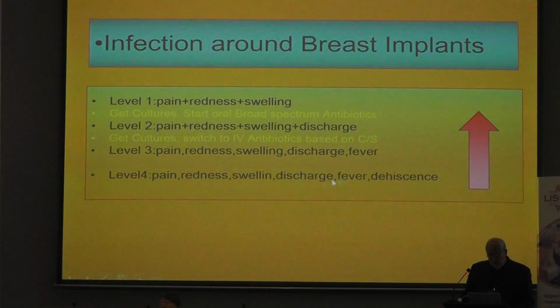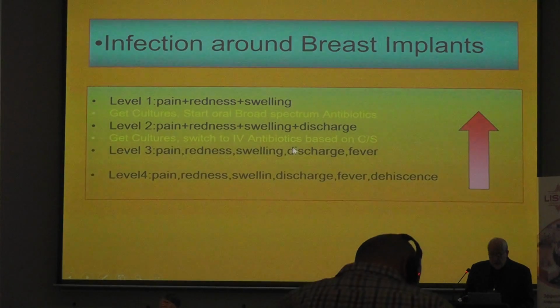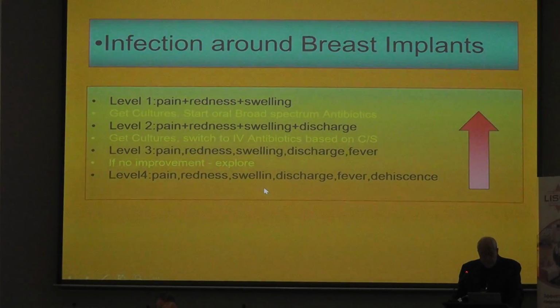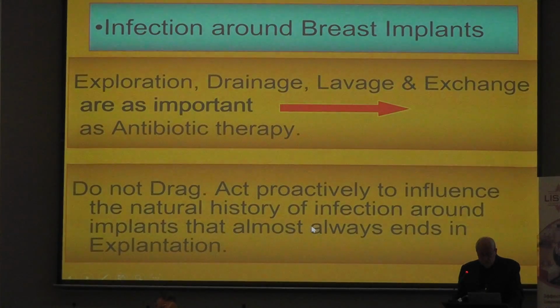If after 48 hours there's no response or worsening, you start IV antibiotics based on the culture result, if you have the result already, and you do that in hospital. If no improvement, you take the patient back to the operating room, and then you explore, you pulse lavage, you exchange or remove the implant, you drain it, and you keep the patient on the appropriate antibiotic. Exploration, drainage, lavage, and exchange of the implant are as important in those patients as antibiotic therapy.